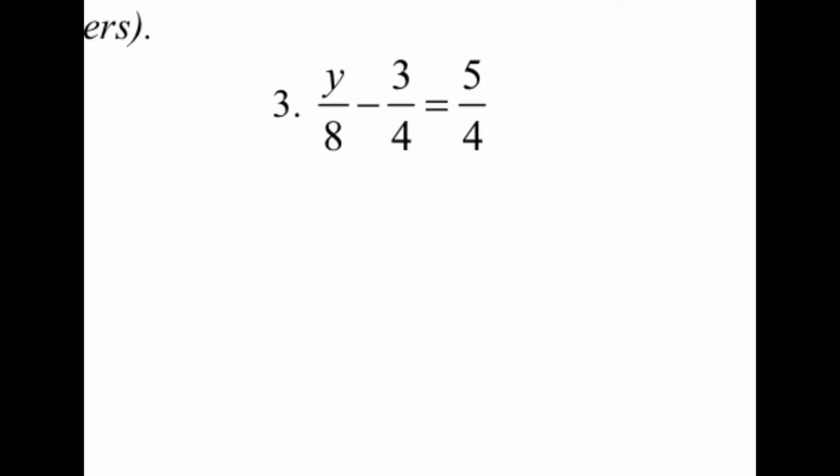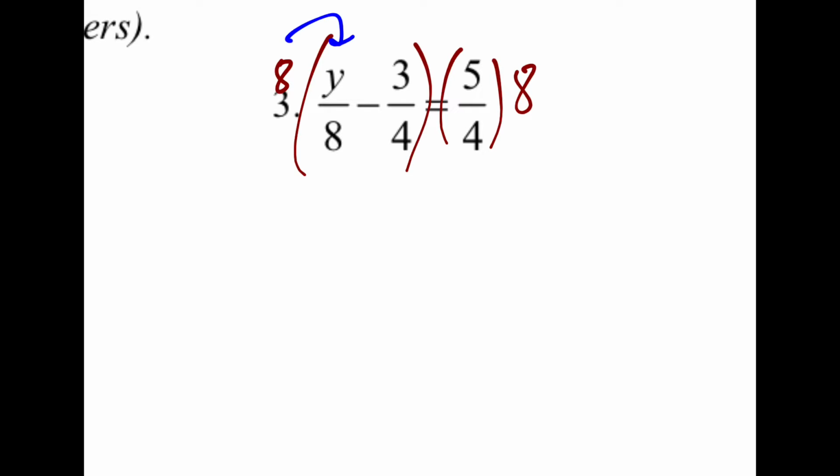Here's an example with fractions. If I look at my denominators, I have 8, 4, and 4. So we're going to multiply by the largest denominator. And we actually multiply the entire left side. And we multiply the entire right side. So it's kind of like distributing. We carry that 8 over to each term. You can also just think of it as multiplying each term if that makes more sense to you.